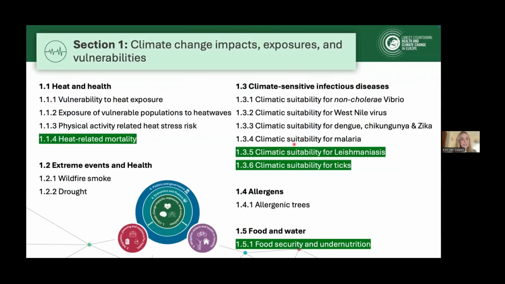So for our first theme of indicators, we have indicators that look at different aspects of heat and health. We have indicators that look at extreme events and health. We have a range of different indicators that look at climate-sensitive infectious disease, a range of different indicators looking at allergens, and then a range of different indicators looking at food and water. So this would all fall under the impact type of indicators like Andrea just indicated. All the indicators that are highlighted here on this slide and the slides that follow are indicators that are new in this year's report in comparison to the previous reports.